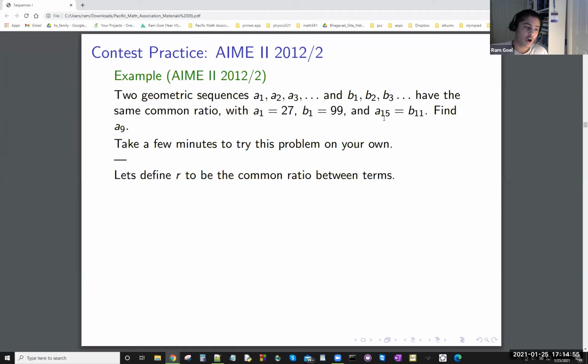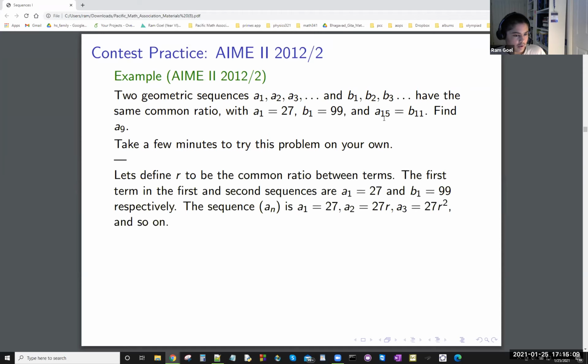So let's define R to be the common ratio between terms. For the two geometric sequences, R would be the common ratio for both of them. We're given that it's the same for both, so let's define that to be R. Now, the first terms in the first and second sequences are 27 and 99 respectively. So using this information, we have the common ratio and the first term, which means we can just write down what the general term of the first geometric sequence will be.